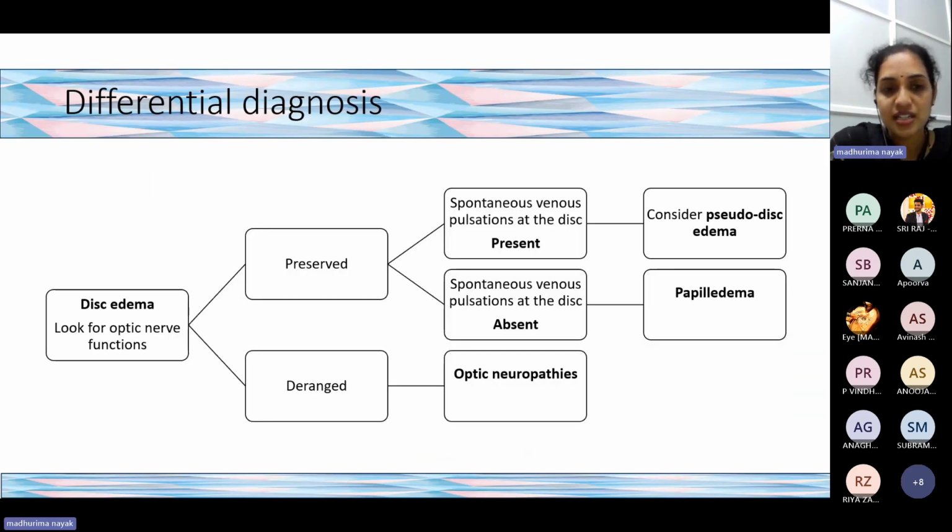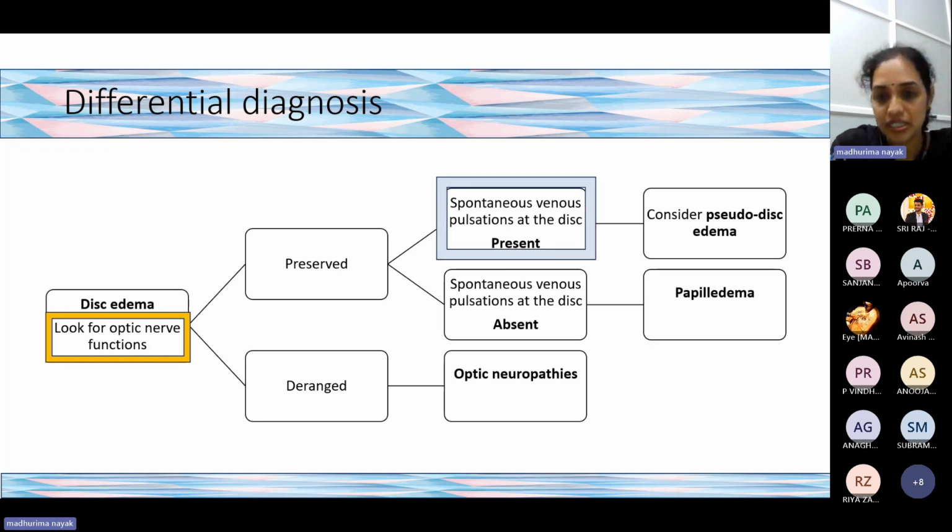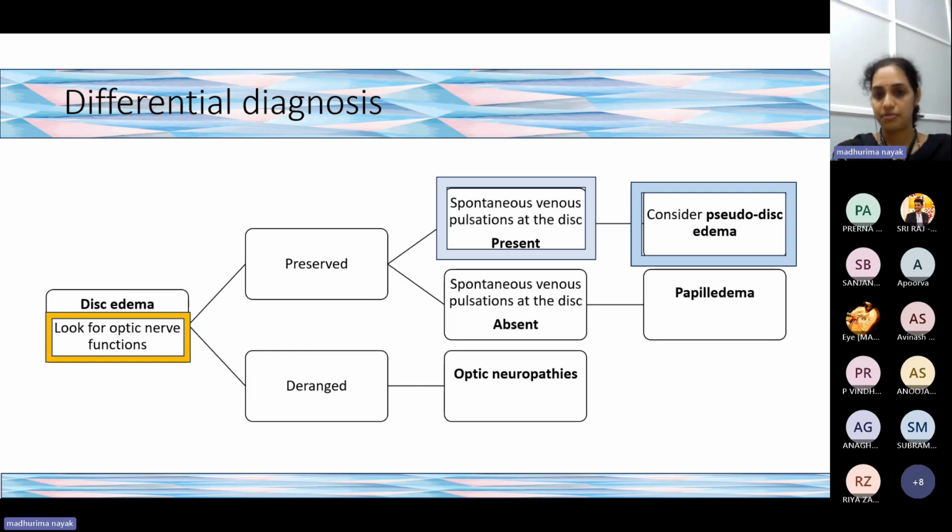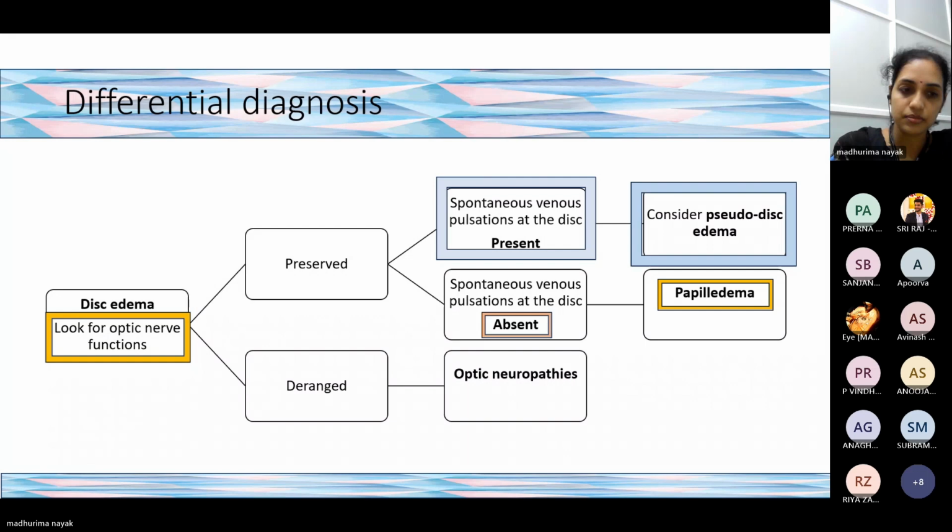This is the most important slide for today. Okay. I want you all to understand this. So whenever you come across disc edema, look for the optic nerve functions. Is it preserved? Then look for spontaneous venous pulsations on the disc. If it is present, then probably you're dealing with pseudodisc edema. Of course, this is not a foolproof algorithm, but it holds good for many of the conditions. If spontaneous venous pulsations are absent, then your diagnosis goes in favor of papilledema.